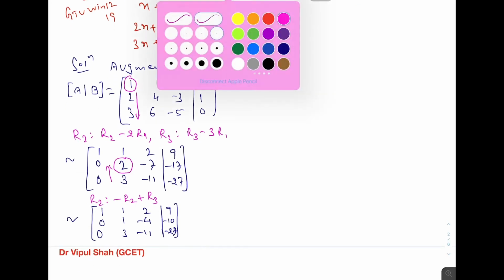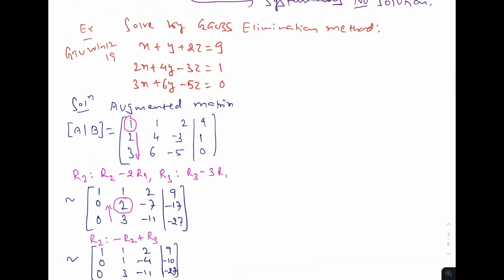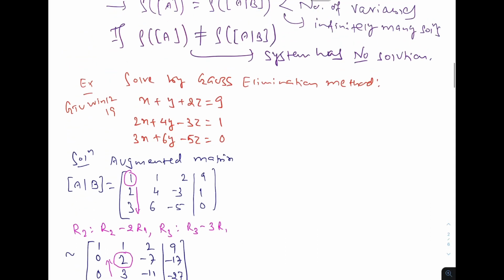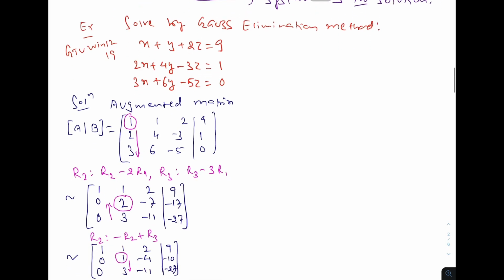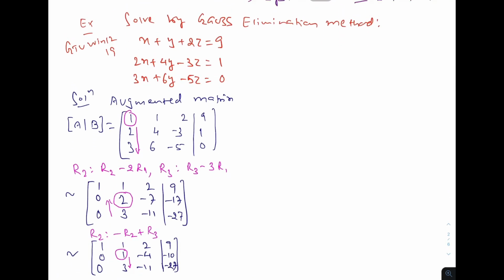Okay, and now by using this one, we can make the entry below it to be 0. Because in the Gauss elimination method, you convert into row echelon form. So by using that one, we make the entry below it to be 0. So let us apply R3 minus 3R2.